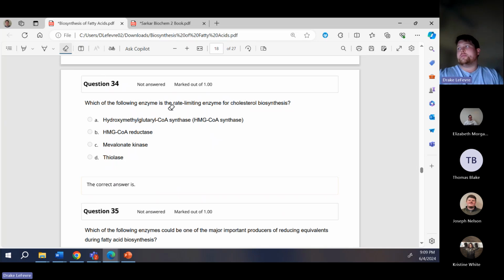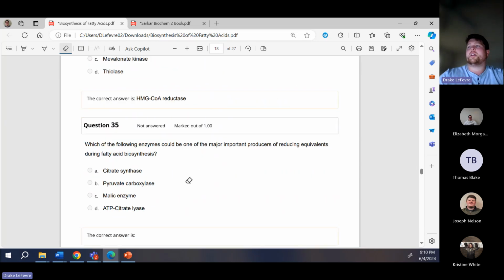Which of the following enzymes is the rate-limiting enzyme for cholesterol biosynthesis? Always guess HMG-CoA, so it's our HMG-CoA reductase. And again, I don't know why this is included in this unit. It should really be included in the cholesterol stuff.